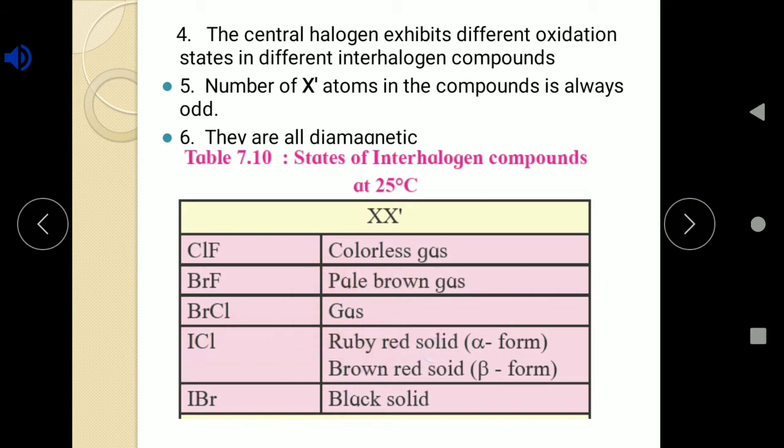BrCl is in gaseous state. But ICl, iodine chloride, is in solid state. It has two allotropes. Alpha form is ruby red colored while beta form is brown red colored. IBr, that is iodine bromide, is a black colored solid.